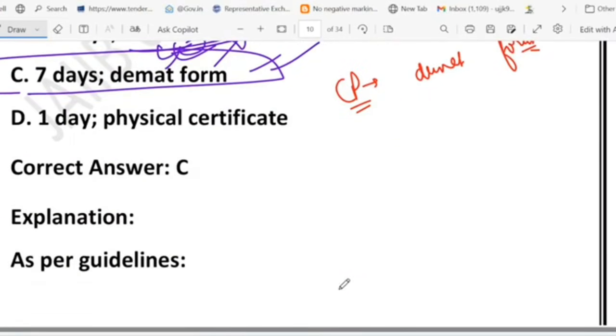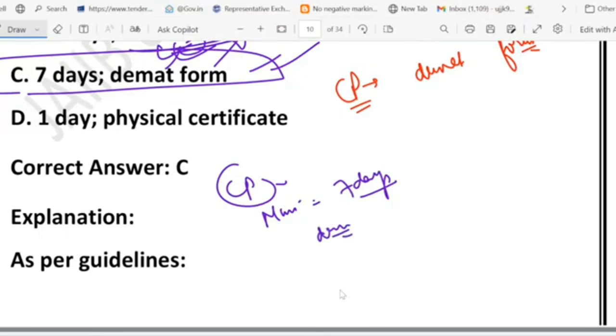So what we learned from this discussion is that commercial paper is a short-term money tool for a company. Minimum maturity, I told you, is just 7 days, and it is issued in demat form only, right? Banks can invest in CP only in demat form. So the final answer is option number C.